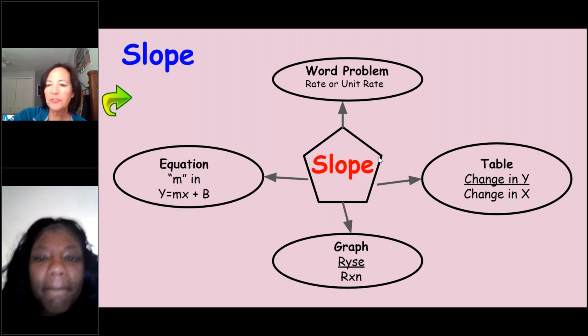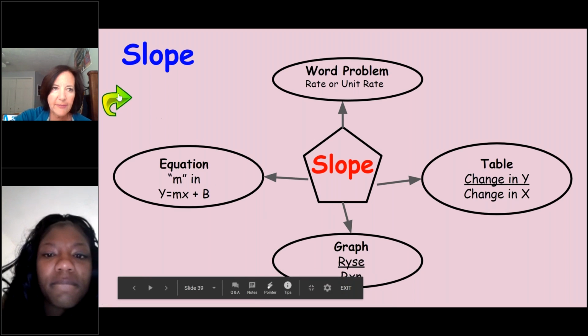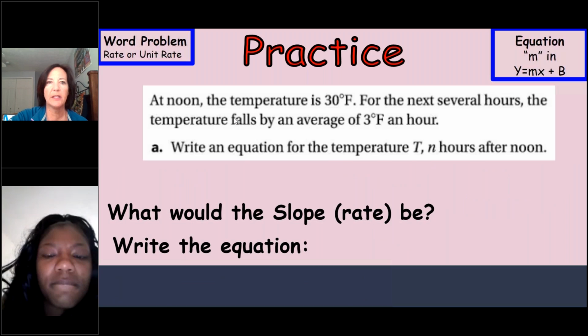Okay, so that's the note page, and I'll have it up in the corner, so if you need to continue writing it. Okay, so let's practice some of our problems again, and now I think we know enough to write the equation. So it says at noon, the temperature is 30 degrees. For the next several hours, the temperature falls by an average of 3 degrees an hour. What's the slope? And remember, the slope is the same as the rate or the unit rate. I've got it in the little cheat sheet up in the left corner.